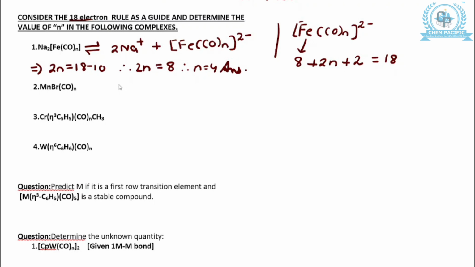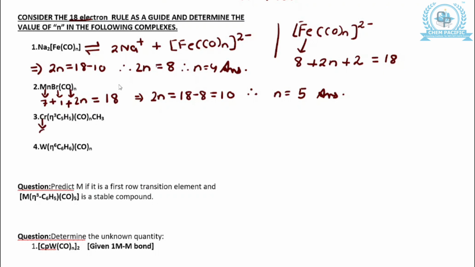Now let us move on to the next problem. Very easy. Manganese has valence electron 7, and this is a one electron donor. Again, I have explained it in an earlier video, and this is equal to 2n, and this will be equal to 18. If you solve, you will find 2n is equal to 18 minus 8, which is equal to 10. Therefore, n is equal to 5.